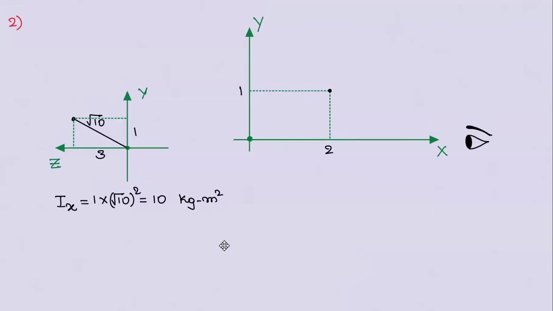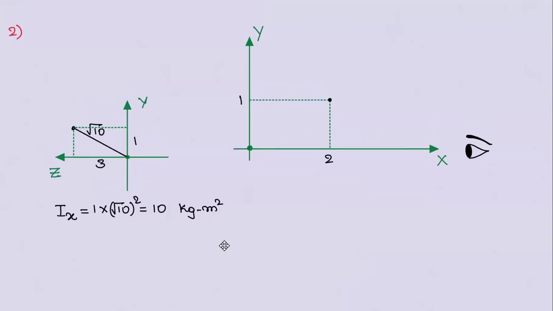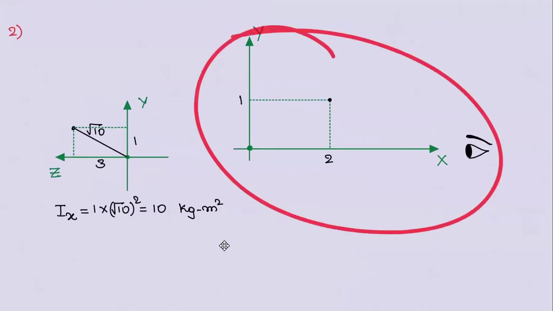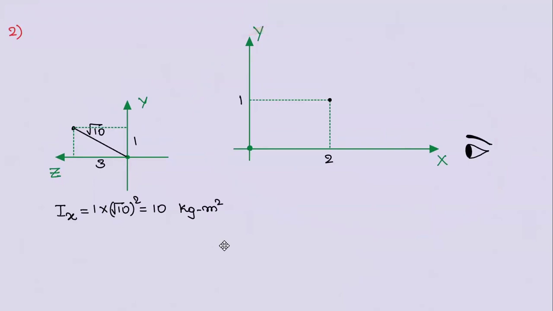Now, what to do? Wait. Iz is already there, no? This is Iz, right? About Z, you are looking from the Z-axis, right? Now, what is the perpendicular distance? Tell me. 2 square 4, 1 square 1, root 5, right? So Iz is equal to 1 into root 5 square, which is 5. 5 kg meter square.